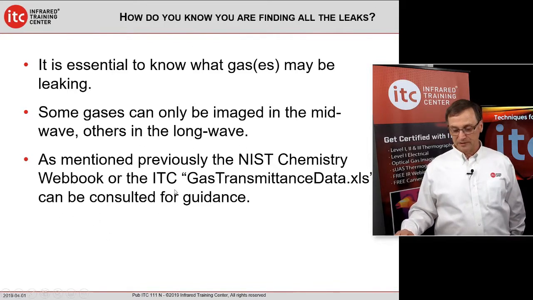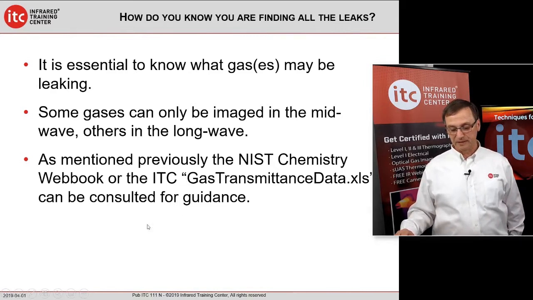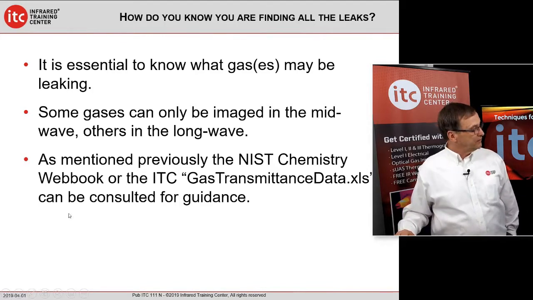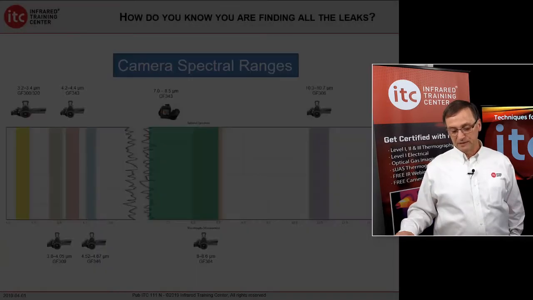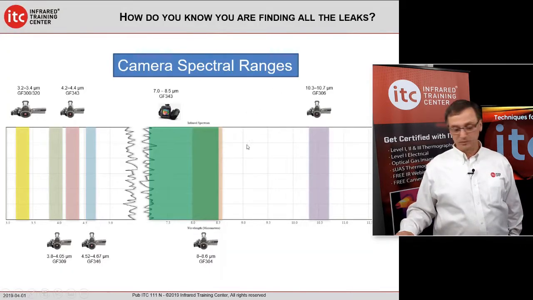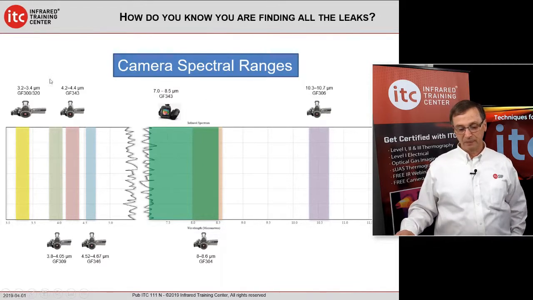In our course, we use an Excel spreadsheet that's derived from the NIST chemistry web book. And so you can consult that, consult our course, or get in touch with me for this gas transmittance data. It's going to have about 80 gases listed, and so it's good information. But you really need to know, can you see a particular gas?